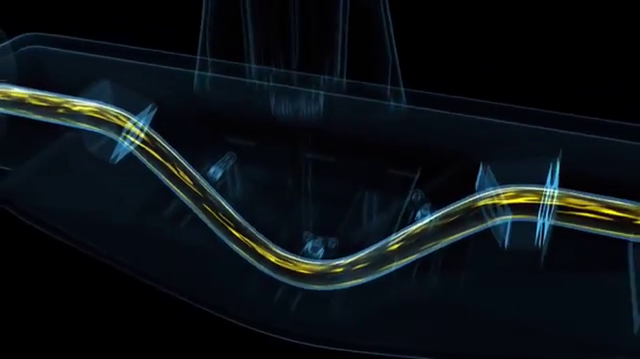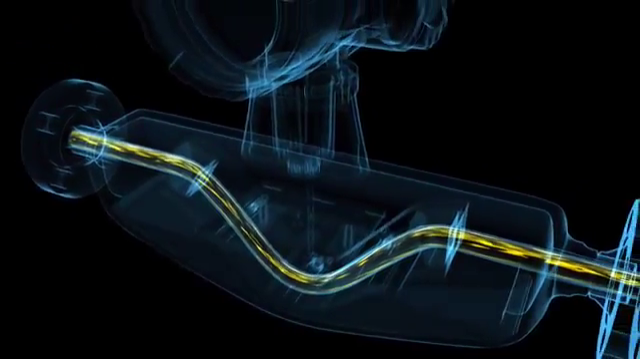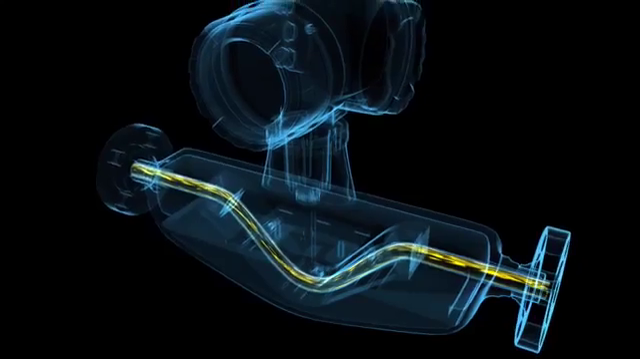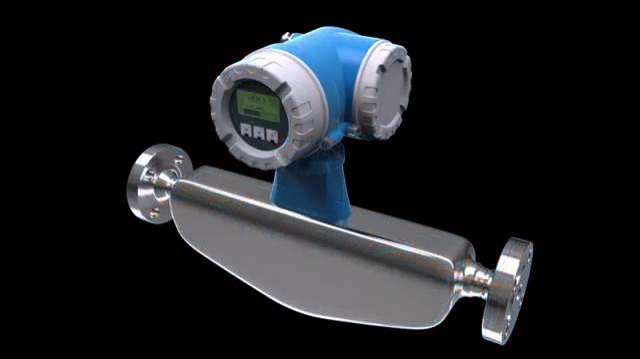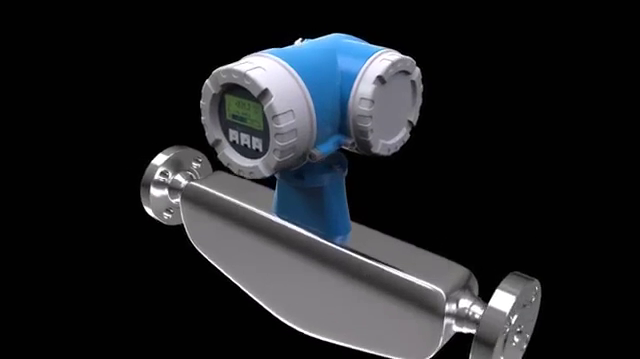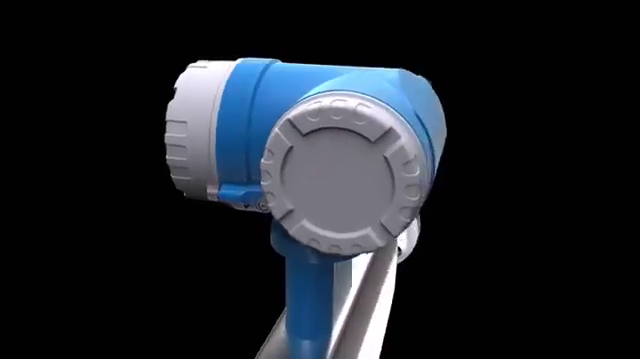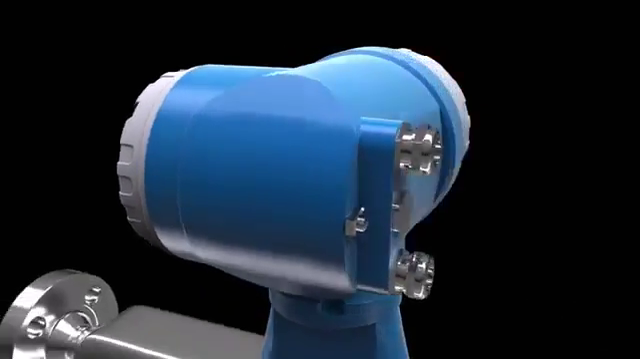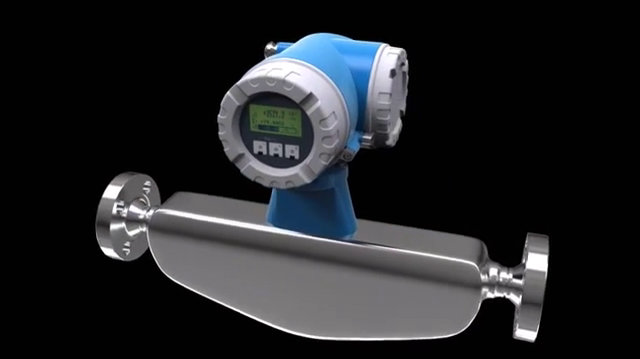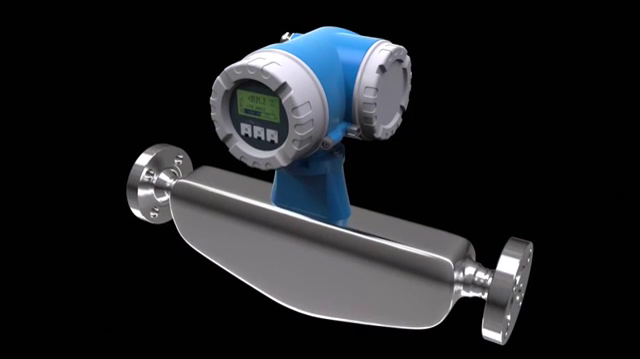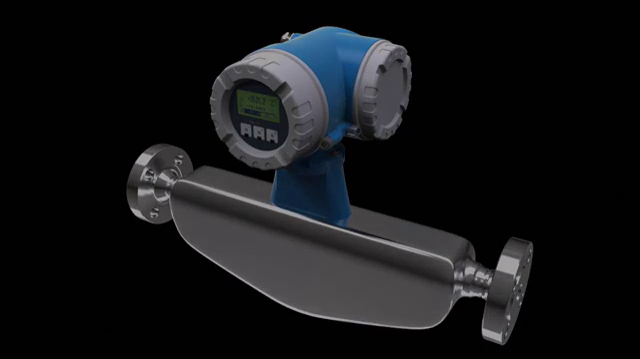Endress and Hauser has continuously revolutionized and perfected Coriolis flow measuring technology in numerous innovative systems. This measuring technology is unique, as it's the only way multiple process variables such as mass flow, volume flow, density, temperature, and even viscosity can be measured simultaneously in pipelines. For all applications, we have the right solution.